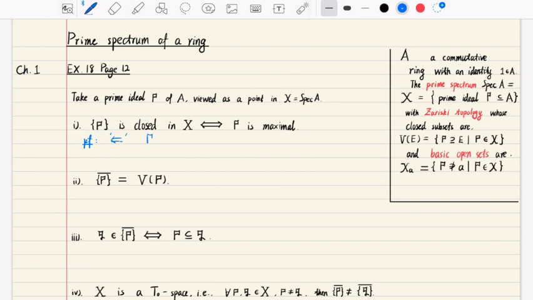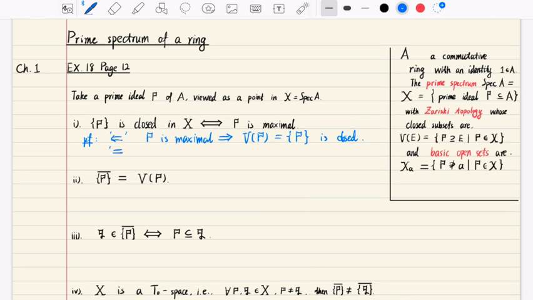If P is maximal, then we can see that the closed subset defined by P is this. Because it is maximal, P is the only prime ideal containing P. So this one is closed. Very simple.